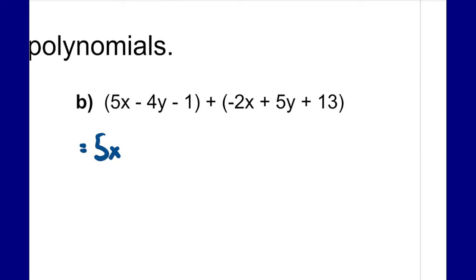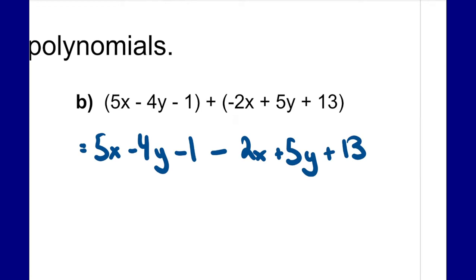So I have 5x minus 4y minus 1. Now here it might be a little tricky because you could say plus minus 2x, but remember we do have rules when we're dealing with double signs. If I'm adding a negative, that's the same thing as saying minus. Or you could just forget that plus is there and rewrite everything as you see it. So minus 2x, and it's plus 5y plus 13.